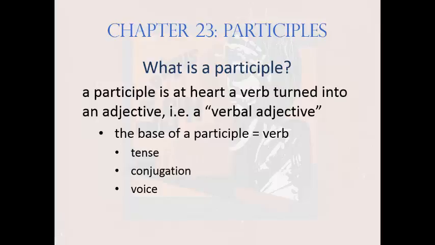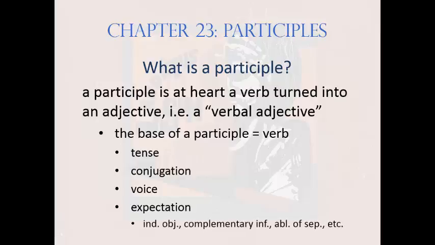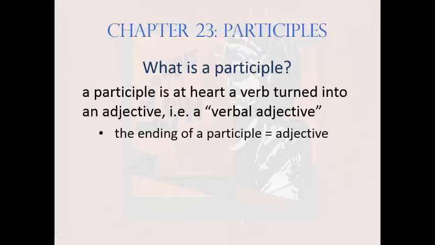And if it can express voice, then it must also be able to express expectation. In other words, will the participle be followed by a direct object? If so, it must be active. Or an agent? If so, it must be passive. Participles can also be followed by anything the verb naturally expects: indirect objects, complementary infinitives, ablatives of separation, and the like. That's the base of participles.